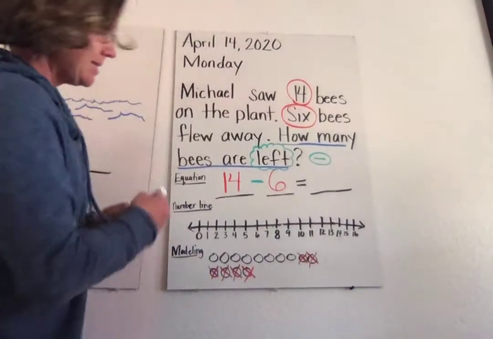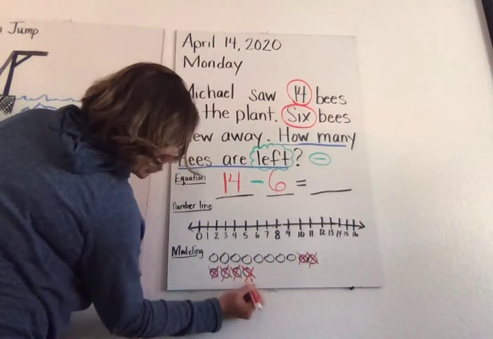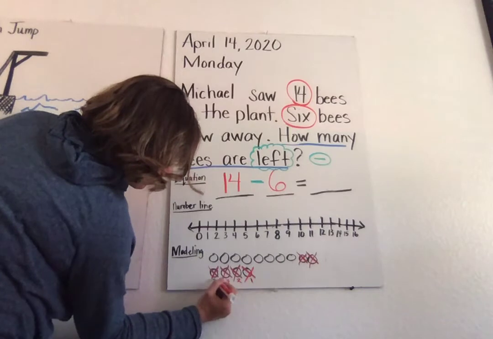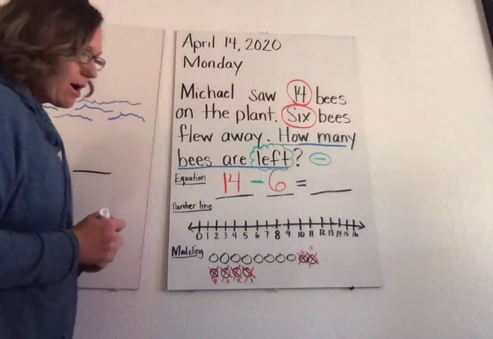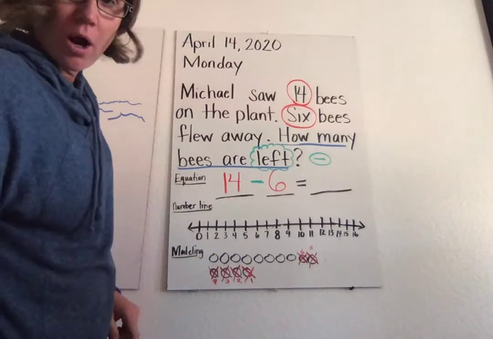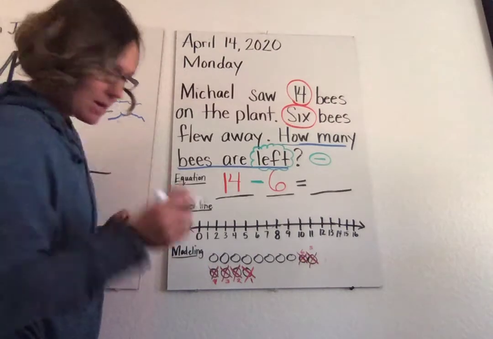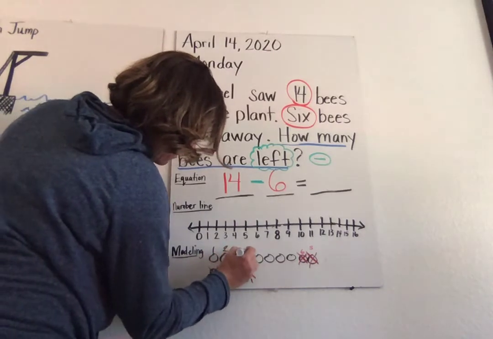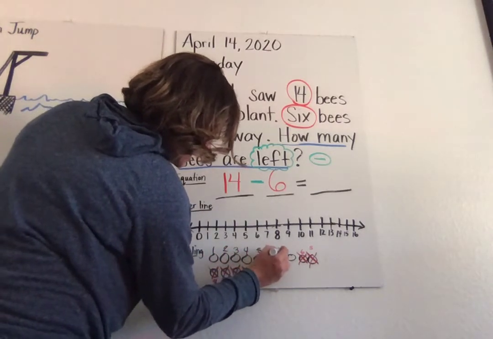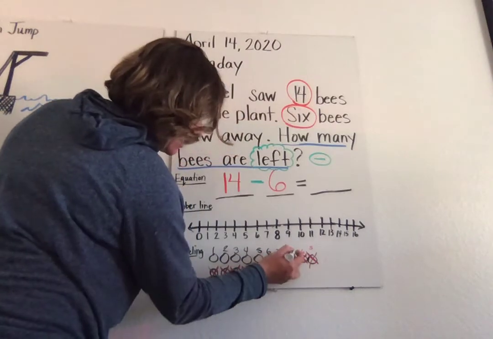I did my 6. I'm going to double check to make sure. 1, 2, 3, 4, 5, 6. Now I have to figure out how many are not crossed out. I'm going to take my other pen. I'm going to count 1, 2, 3, 4, 5, 6, 7, 8.